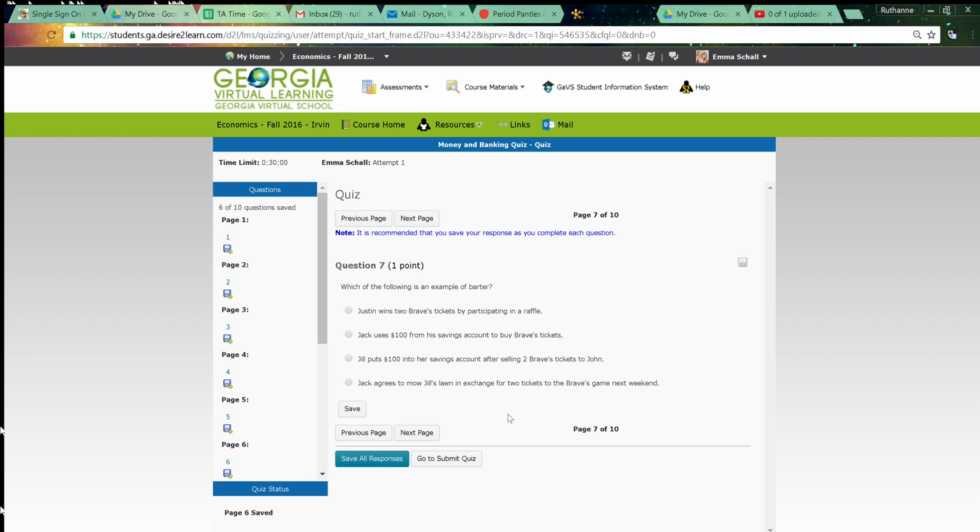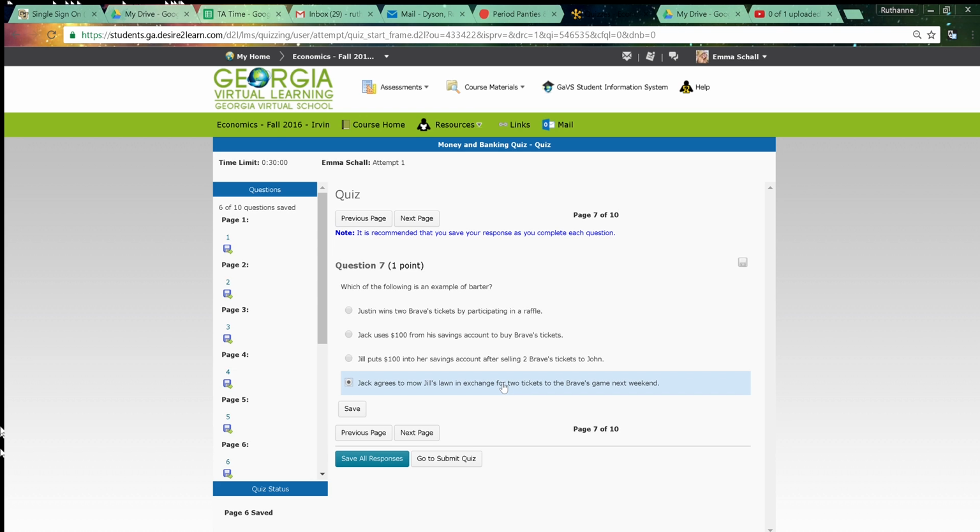Question number 7. Which of the following is an example of a barter? So remember, barter has to do with a trade of something that I have for something that I want. So this first one talks about a raffle. That's not going to be correct. This second one talks about using money to purchase Braves tickets. That's not correct. This one talks about getting money for selling Braves tickets. That's not correct. And then this one talks about Jack says he's going to mow Jill's lawn in exchange for 2 tickets.